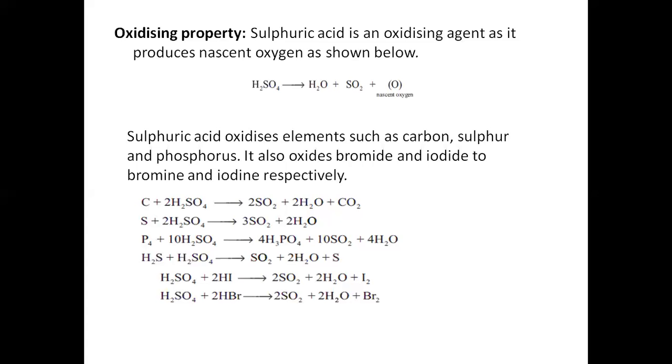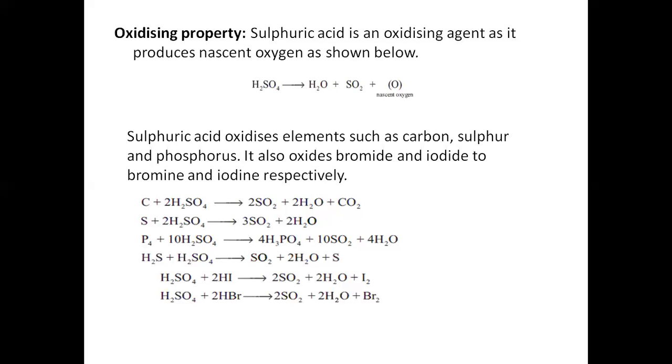H2S plus H2SO4 gives SO2 plus water plus sulfur. Next, H2SO4 plus 2HI gives SO2 plus H2O plus I2. In HI, the iodine is in the -1 oxidation state, and it changes into the zero oxidation state.